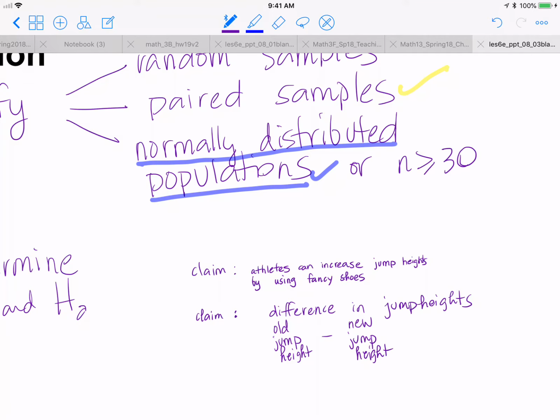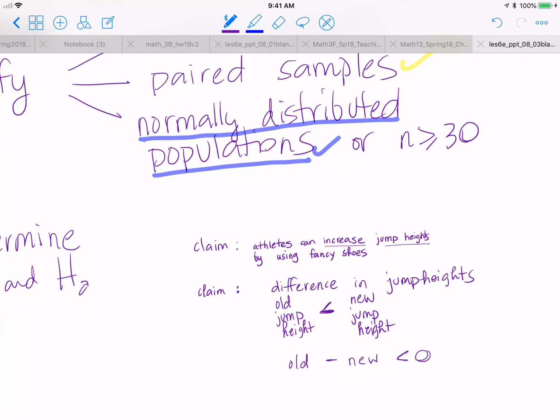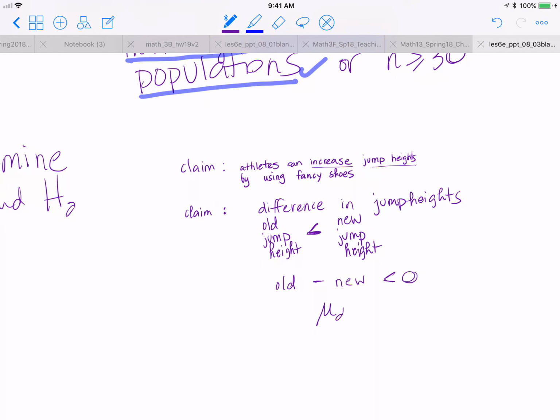What is the claim? The claim is that the old jump height should be less than the new jump height, right? Because athletes can increase their jump height, so that means their old jump height is supposed to be less than the new jump height. And if the old jump height is less than the new jump height, that's the same thing as saying the old minus the new is less than 0. So for us, the claim is that mu sub d is less than 0. You see how we did that?